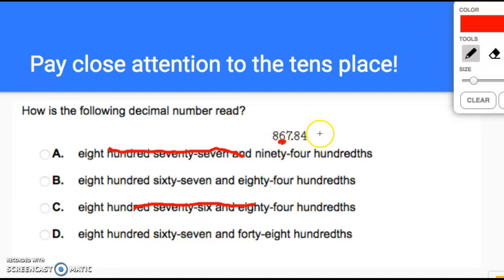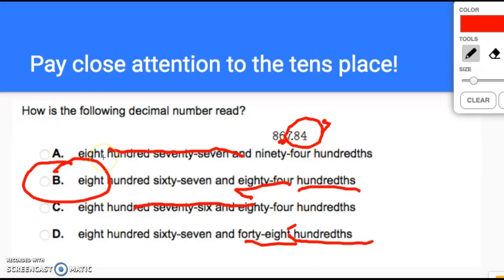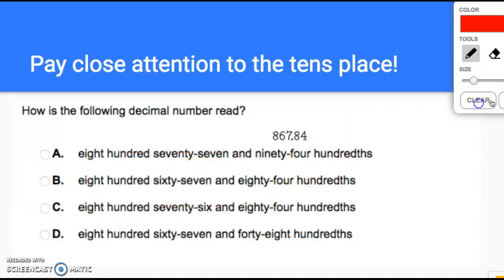Now, I have to look to the right of the decimal to finish it up. 2 places to the right of the decimal. The first one is the tenths. The next one is the hundredths. So my answer has to be in the hundredths. Oh, look, they both are. Yay! They're both in the hundredths. So now we have to look at this part. What is that number right there? If I were just looking at it all by itself, that number is 84. So that tells me my best answer here is B. 867 and 84 hundredths.